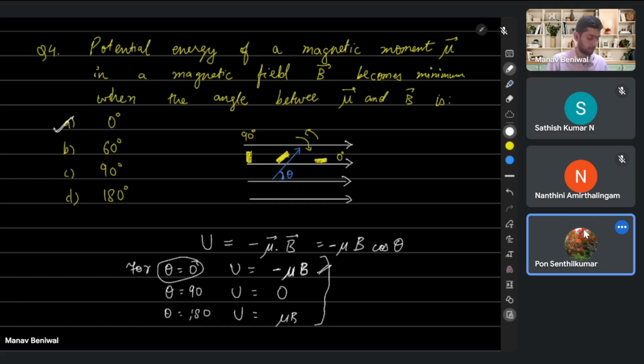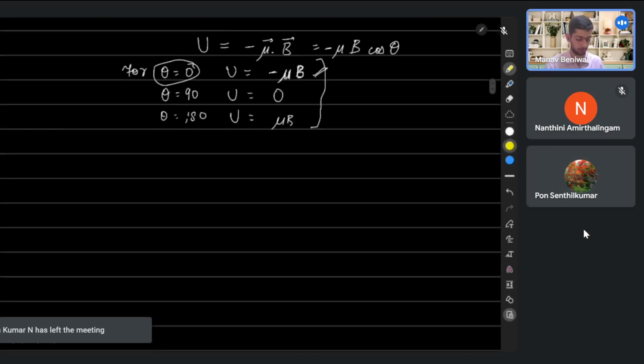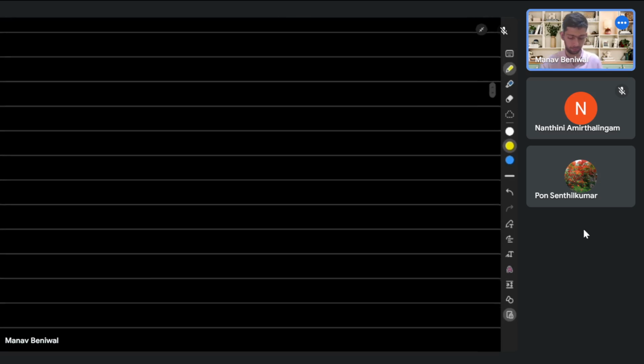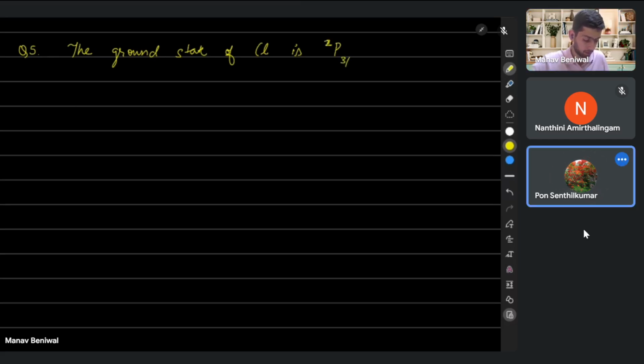So let's solve the next one. You are given chlorine, and the question is that the ground state of chlorine is 2p3/2. Do you recognize this notation? This was discussed in the class.